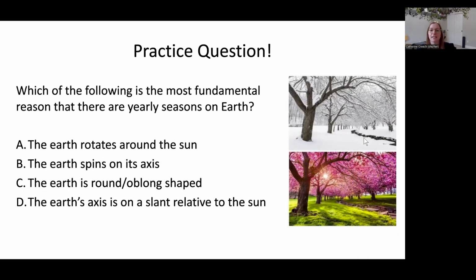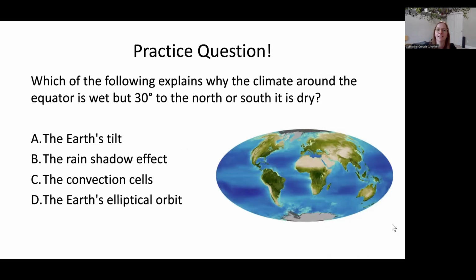Which of the following is the most fundamental reason there are yearly seasons on Earth? Earth's axis is tilted relative to the sun. Which of the following explains why the climate around the equator is wet, but 30 degrees to the north or south is dry? Convection cells.